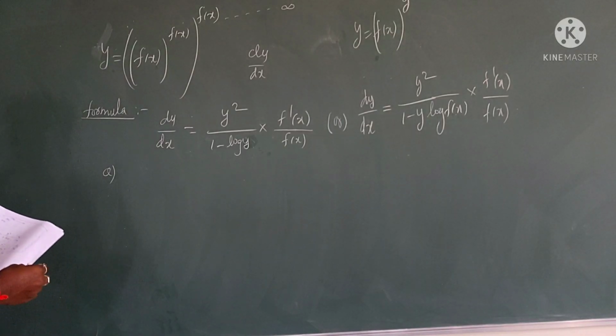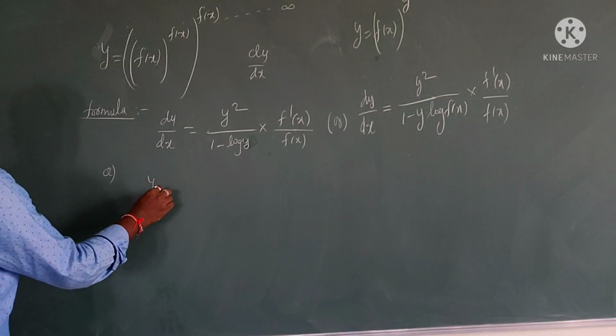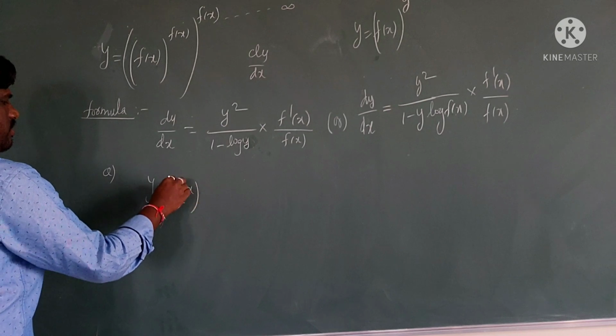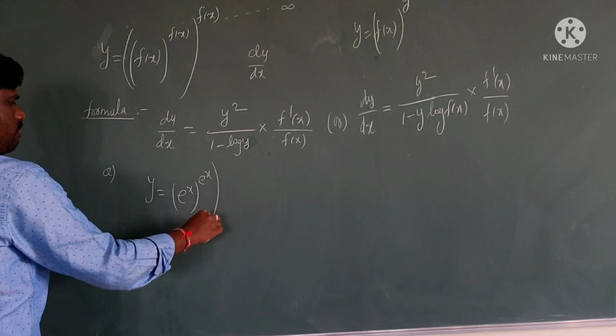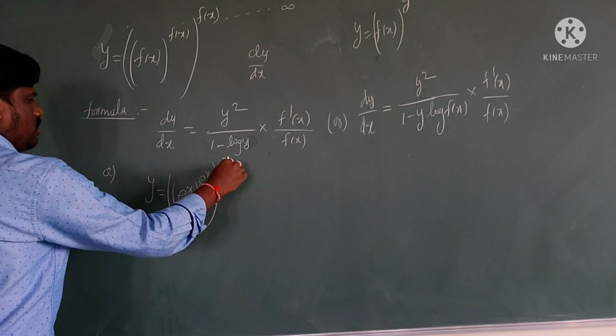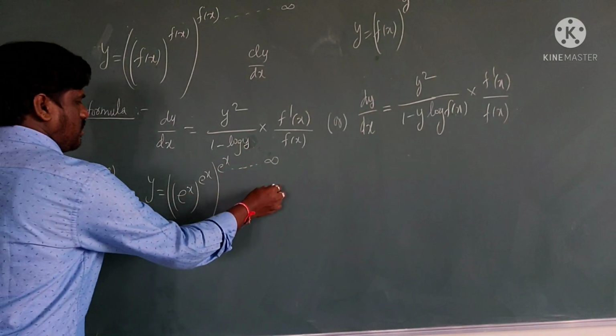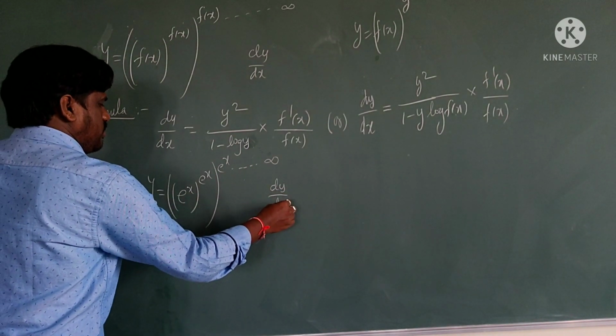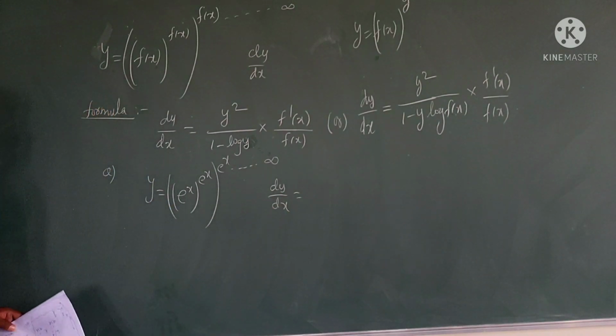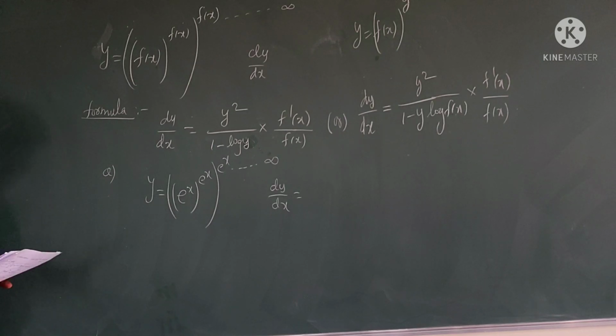Okay, let's solve the question. y is equal to e power x whole power, e power x whole power, e power x, and so on to infinity. What is the value of dy by dx? What is the dy by dx of this function? Can you tell me the answer now?